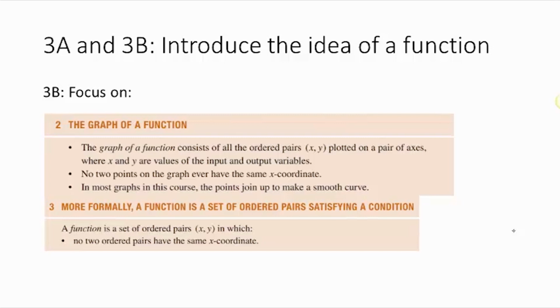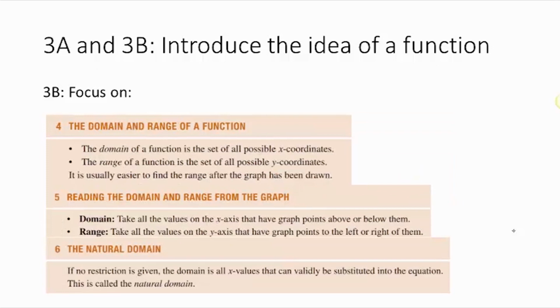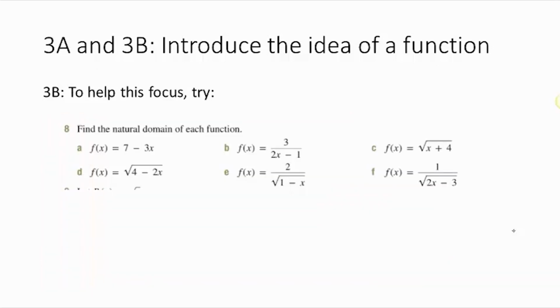3B, we've got the graph of the function and the definition that it's a set of ordered pairs satisfying a condition, and then the domain and the range. So the idea of it being the x and the y axis, and what the natural domain is of a particular function. And here's a question I'd pick out of the exercise to help with that focus, finding the natural domain of these functions.